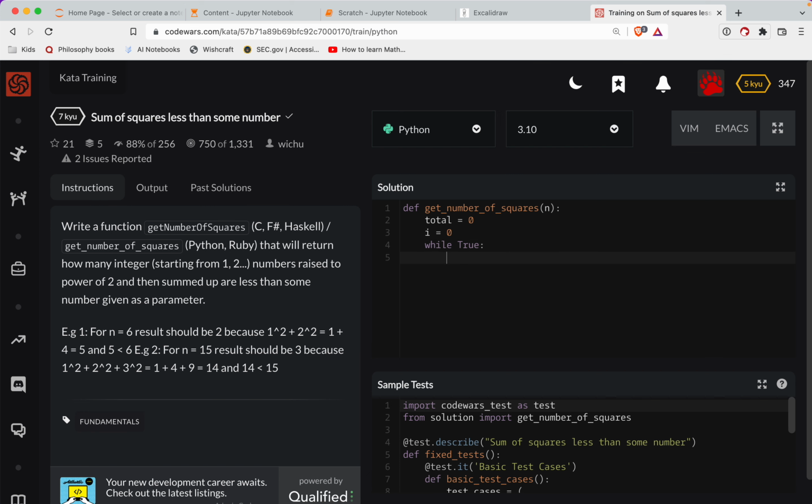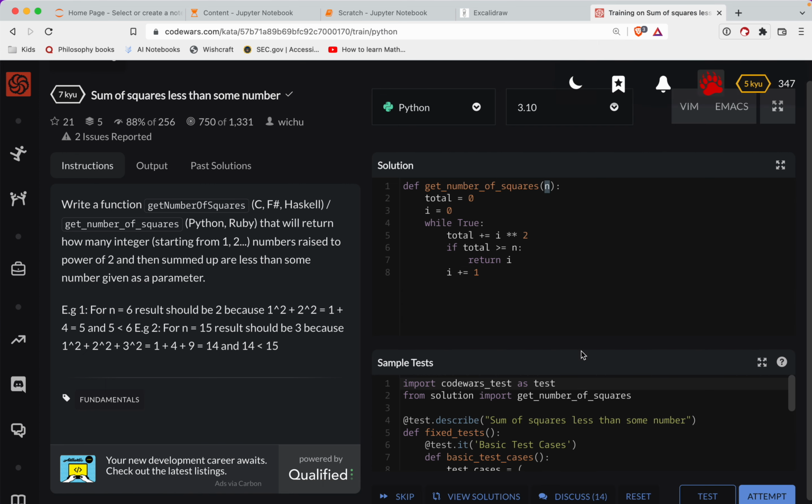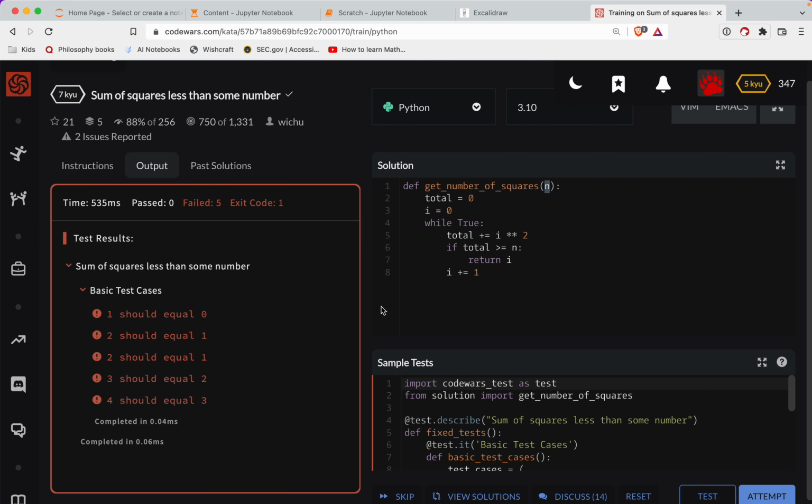We'll set total equal to what it was before plus i squared. And then if the total is greater than or equal to n, let's return i, and then here we'll increment i. So at some point this loop is going to break, because you're given a finite number here, and we can test this out and see.